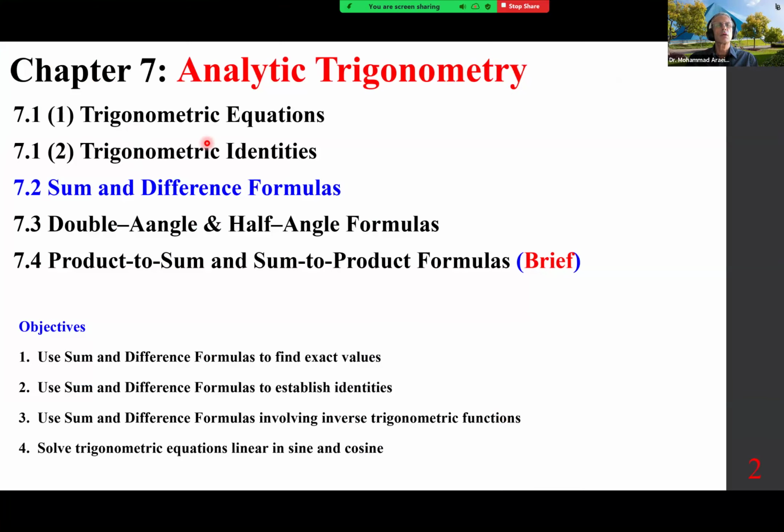So we looked at trigonometric equations and identities, and now sum and difference formulas with the following objectives. Use sum and difference formulas to find exact values, to establish identities. Use sum and difference formulas involving inverse trig functions, solve trigonometric equations, linear in sine and cosine.